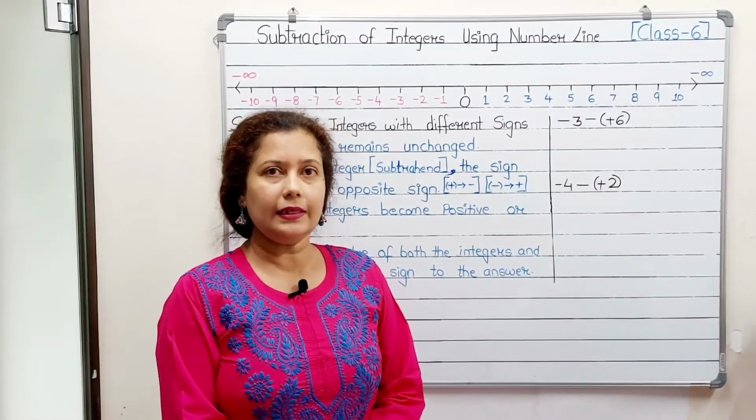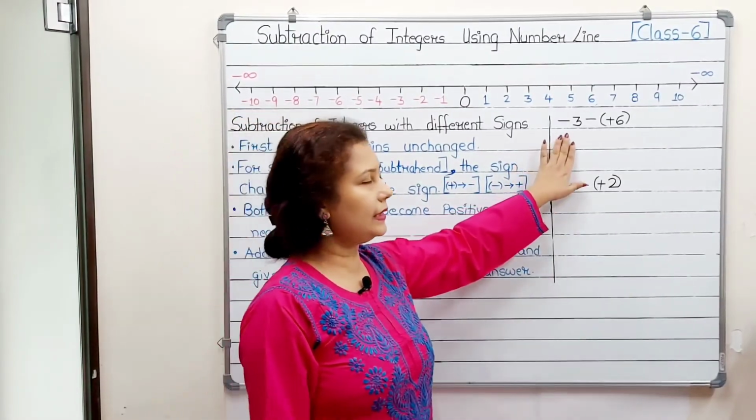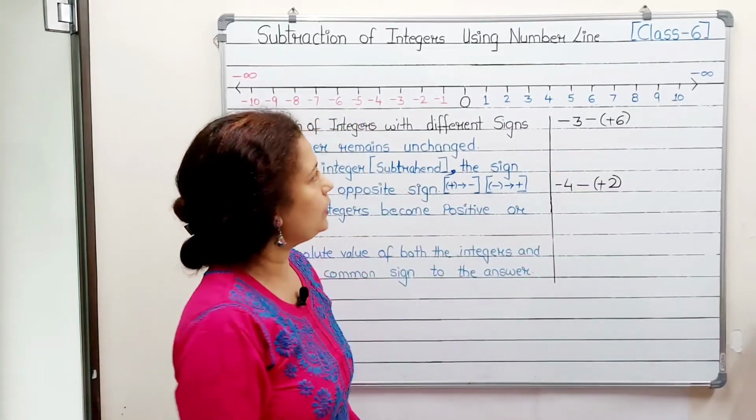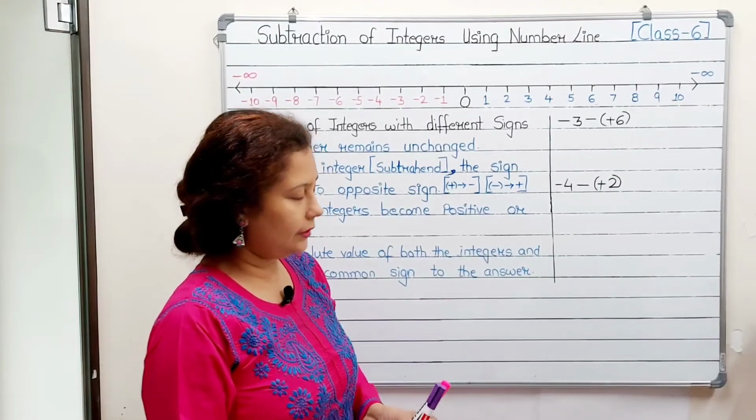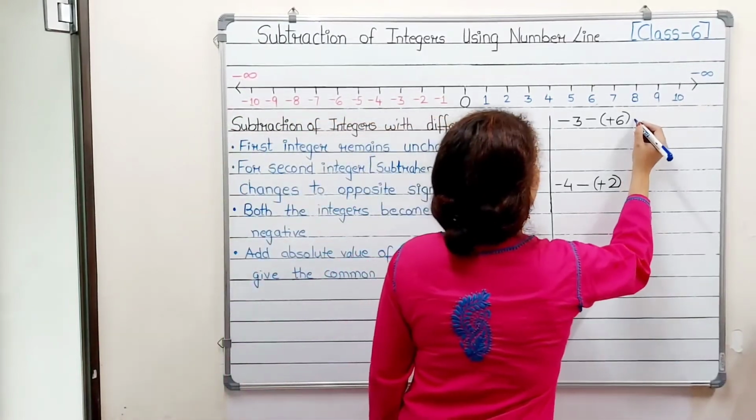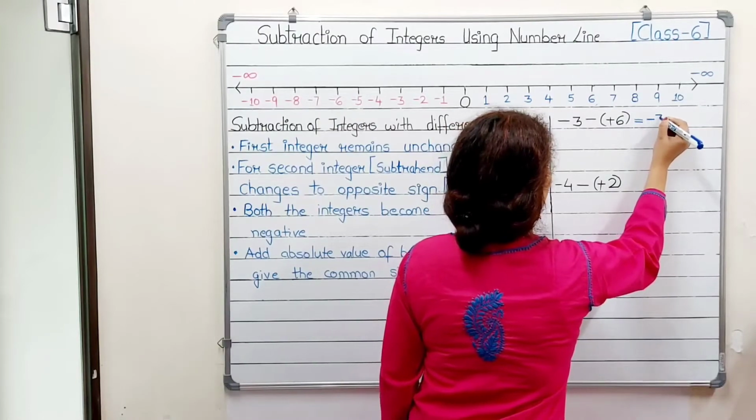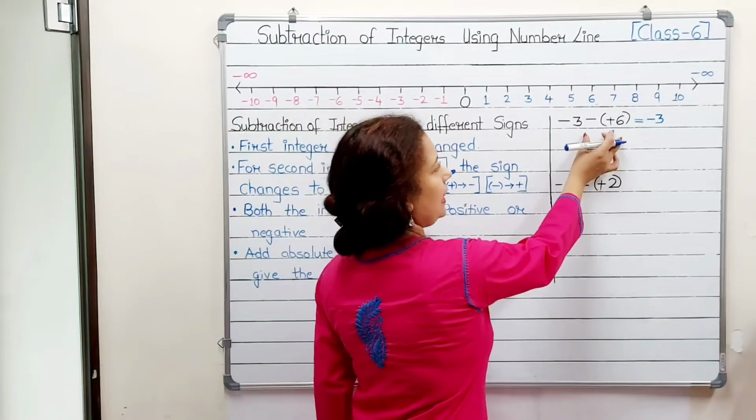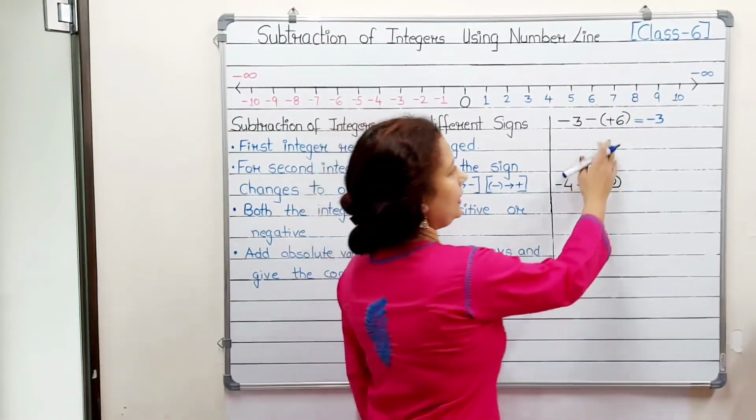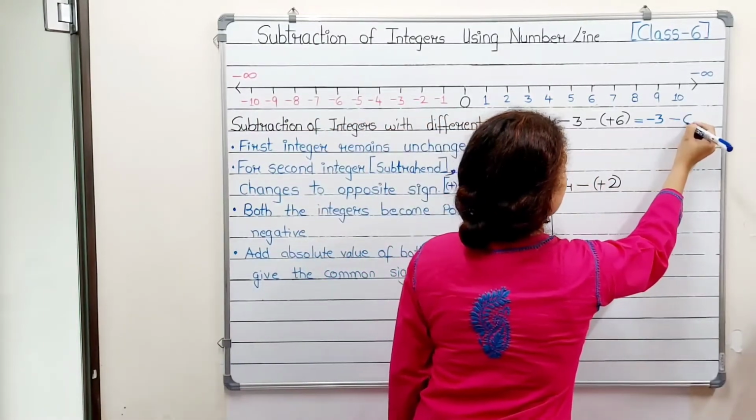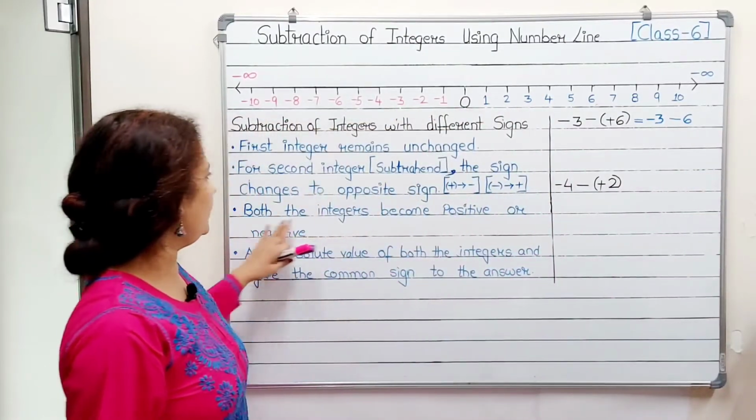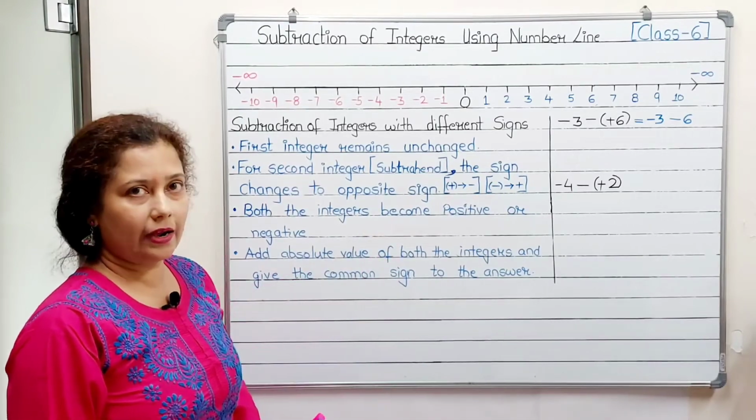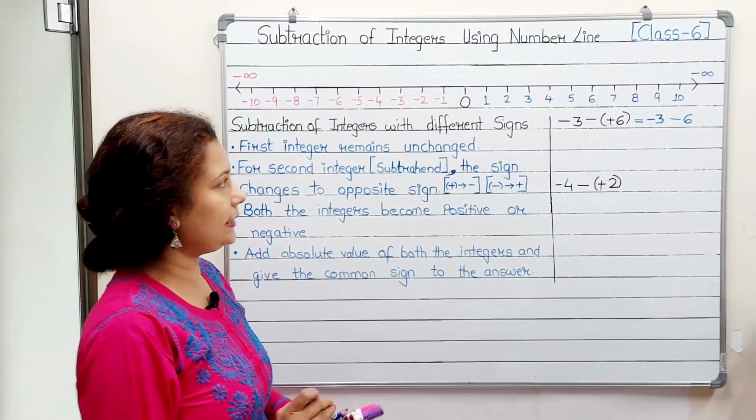Now we will take another example in which the first integer is negative and the second integer is positive. So here we will follow the steps. The first step remains the same, that without changing the sign of the first integer, we will write it as it is. We will change the sign of the second integer. It is plus 6, so it becomes minus 6. Now here both the integers become negative. Both the integers have the same sign, that is negative.